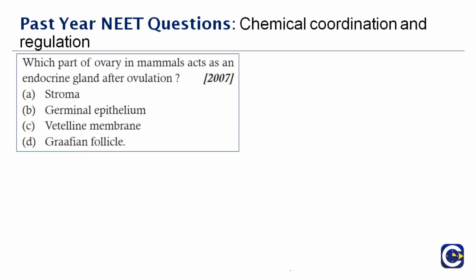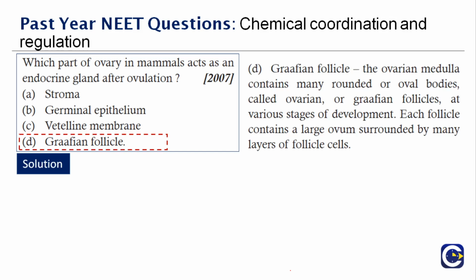Next question here. Which part of the ovary in mammals acts as the endocrine gland after ovulation? Read the question correctly. They are talking about after ovulation. Okay, so it is obviously the Graafian follicle, which is option D. The ovarian medulla contains many rounded or oval bodies called Graafian follicles at various stages of development. Each follicle contains a large ovum that is surrounded by many layers of follicle cells. So the one which acts as an endocrine gland after ovulation is the Graafian follicle, which is option D.